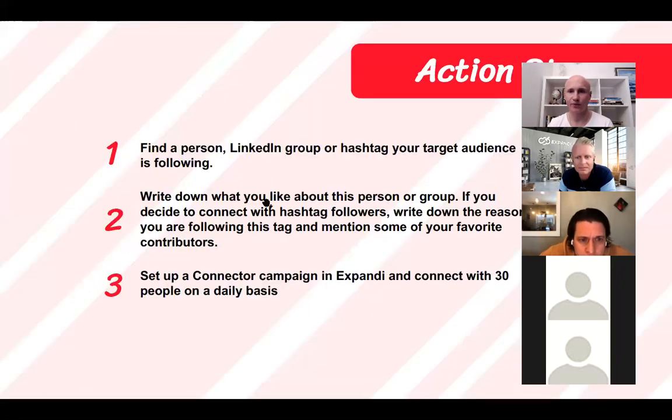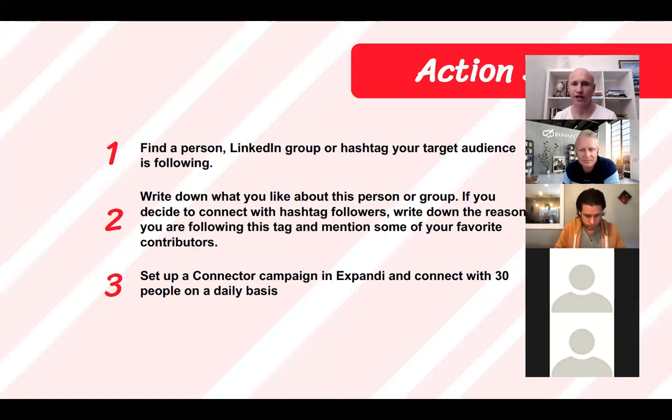So just to end it up with action steps for you. Find a person or LinkedIn group or hashtag your target audience is following. Write down what you like about this person or group. If you decide to connect with hashtag followers, write down the reason you are following this tag. You can mention as well some of your favorite contributors of some of your favorite posts you have seen when you are searching for this tag. And then you can simply set up a connector campaign in Expendi and connect with 30 people on a daily basis. That's it. And this is how you can grow your audience.